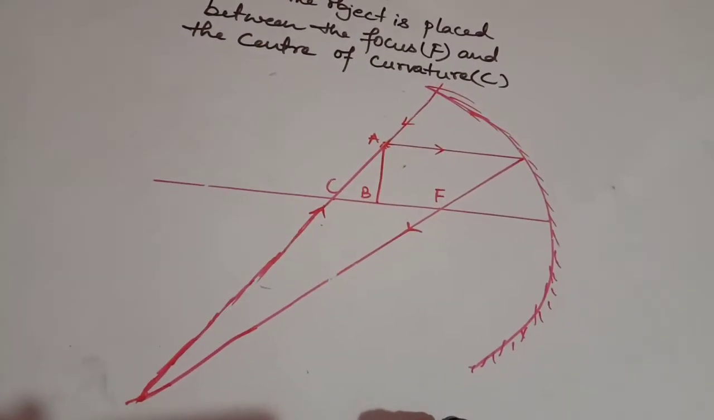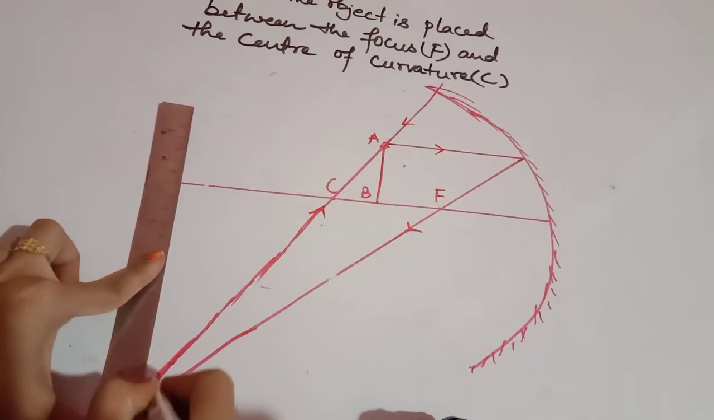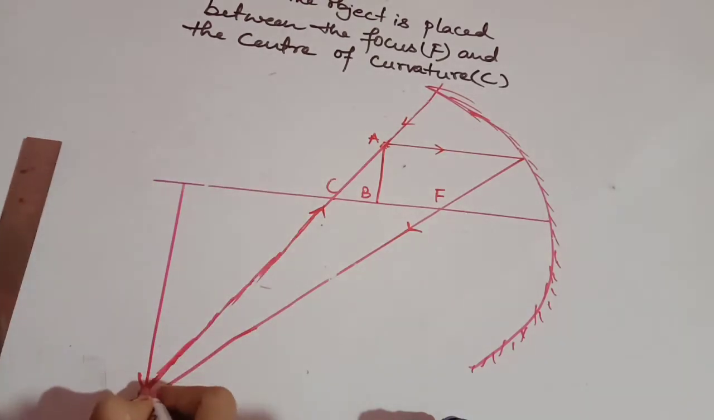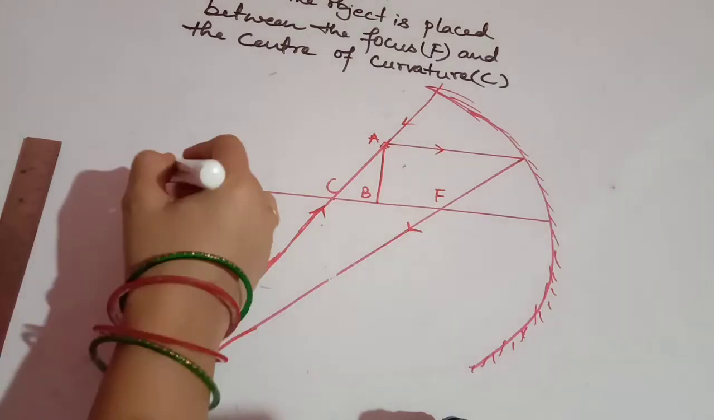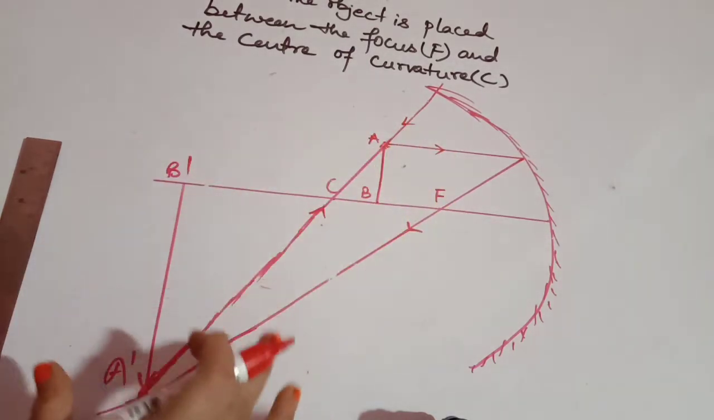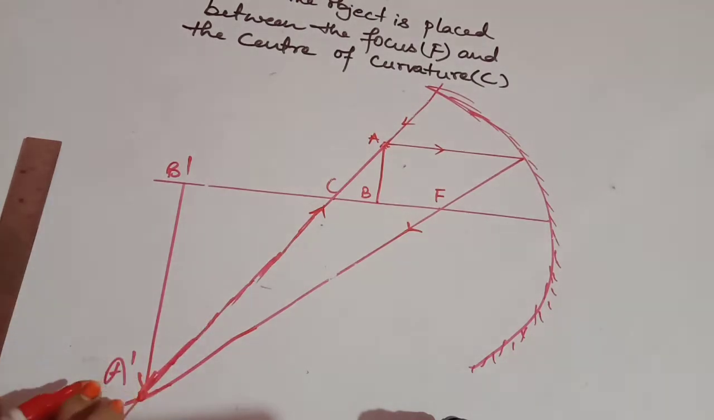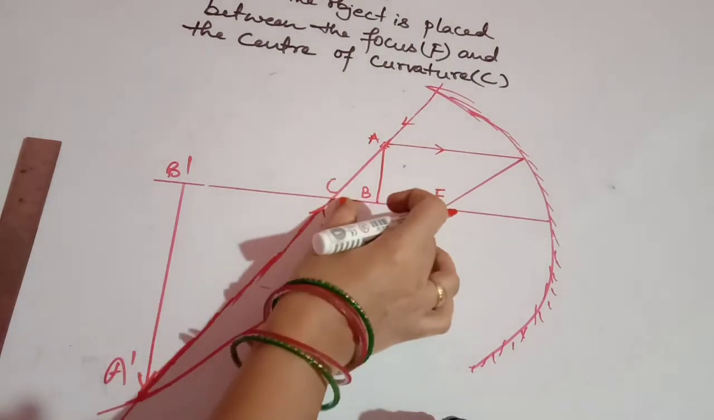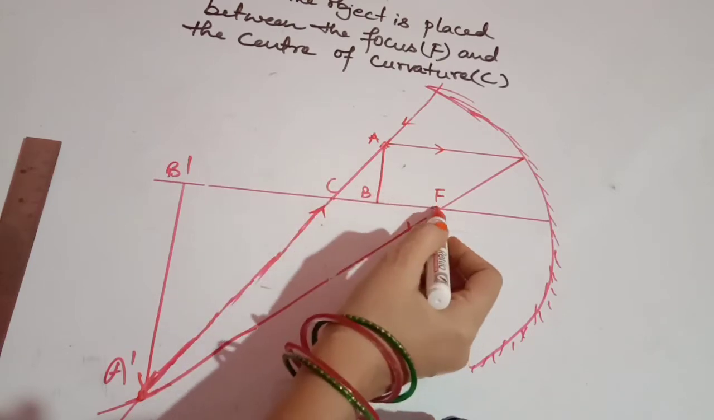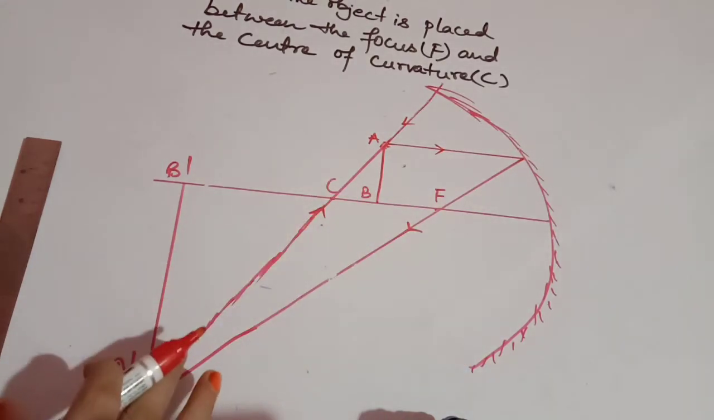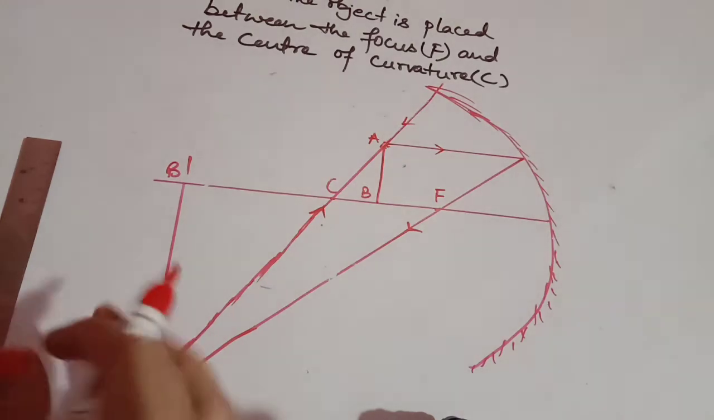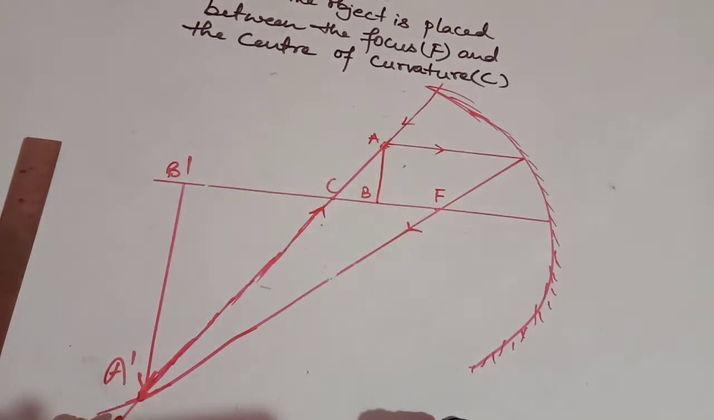Yes, now I hope you can see. So suppose both rays cut at this point. Here we get the image of this object. You can see the distance. Here we get the image. Again, this is the inverted image. The name is A dash and B dash. So what is the nature, what is the position, what is the size of the image? You can see, if your object is placed between center of curvature and focus, then your image is real, inverted and magnified. This is a magnified image.